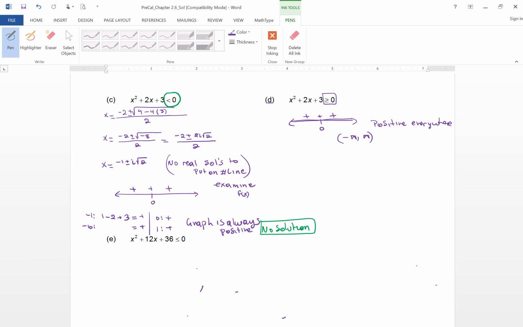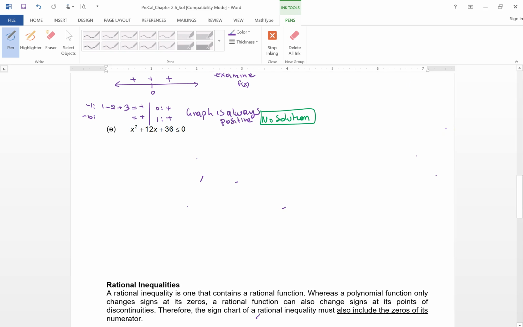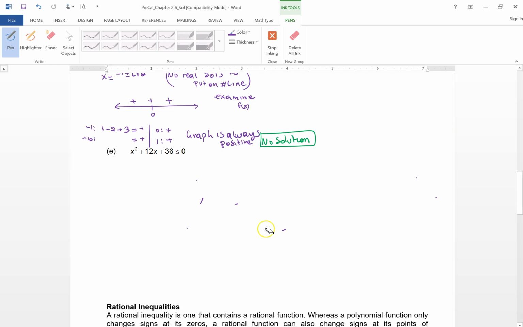If it was negative, there would be no solution. Just like C, the opposite of C. Okay, so here's another one. This one factors like this: (x + 6)² ≤ 0. Okay?